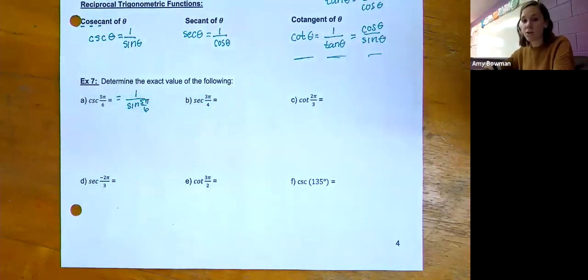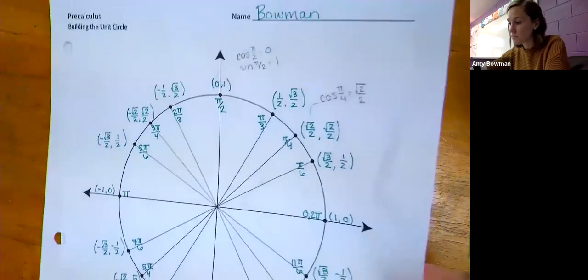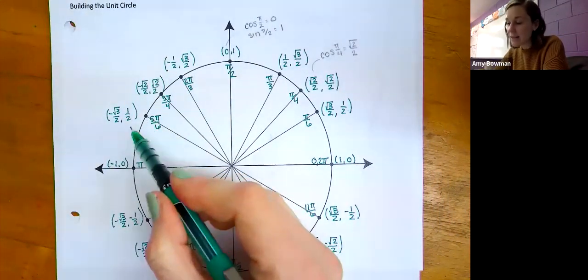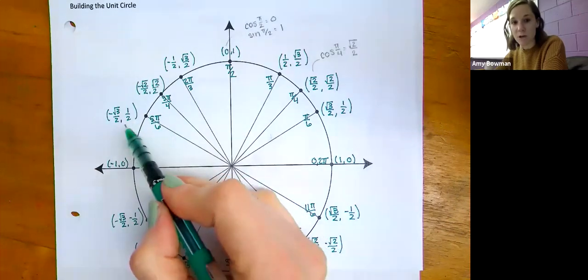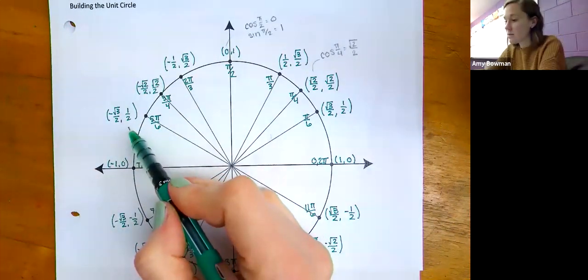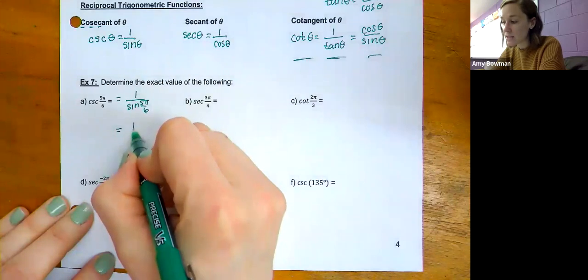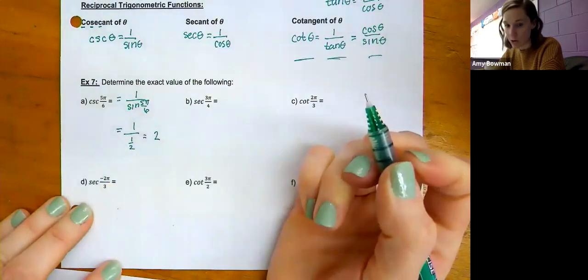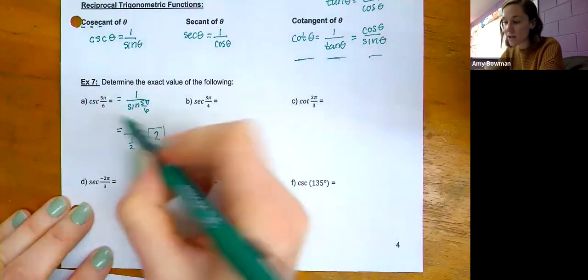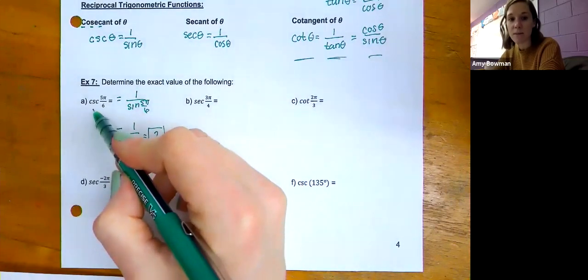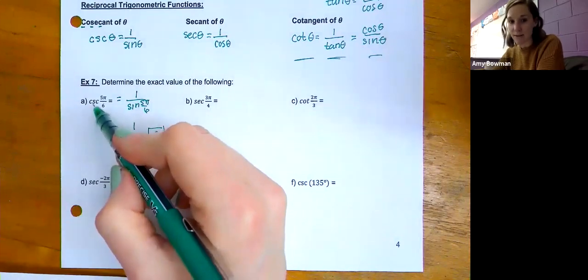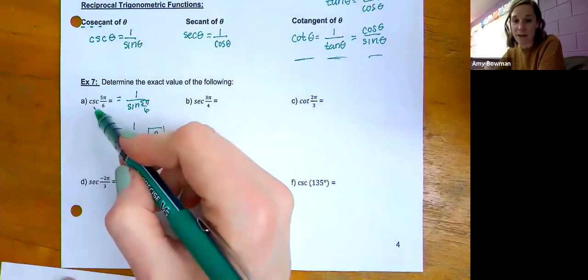So this is the same as 1 over the sine of 5 pi over 6. So I would then look at my unit circle, find 5 pi over 6. The sine of 5 pi over 6 is 1/2. So the cosecant, 1 divided by 1/2, is simply 2. So it's one extra step, these reciprocal functions. Identify which one it's the reciprocal of, find that value, and then divide 1 by it.